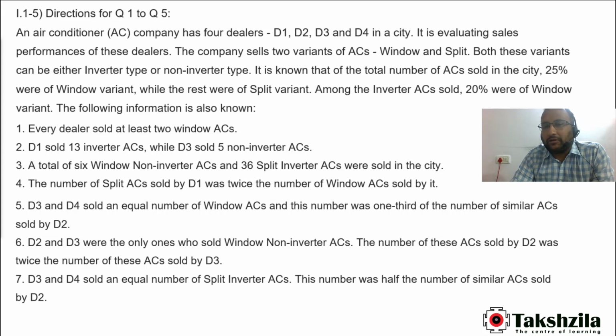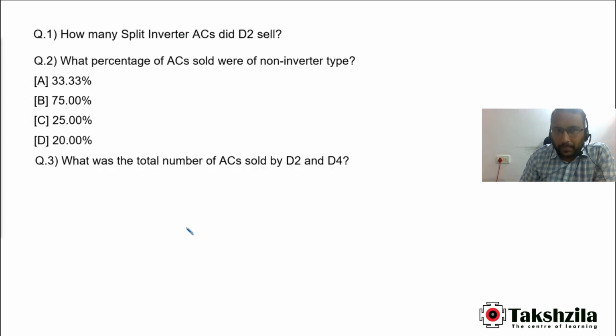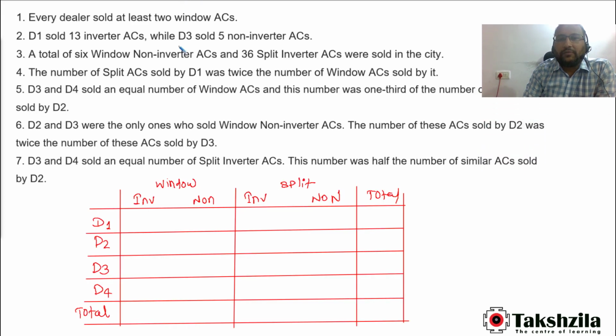If you read the following statements, we need to form a table where we identify, for each dealer, how many window ACs and how many split ACs were sold. In window ACs, how many were inverter type and non-inverter, and the same for split ACs. If you look at the questions, we need the same kind of data. First question: how many split inverter ACs did D2 sell? Second question: what percentage of the ACs sold were non-inverter type? And so on. So we need to form a table in this manner.